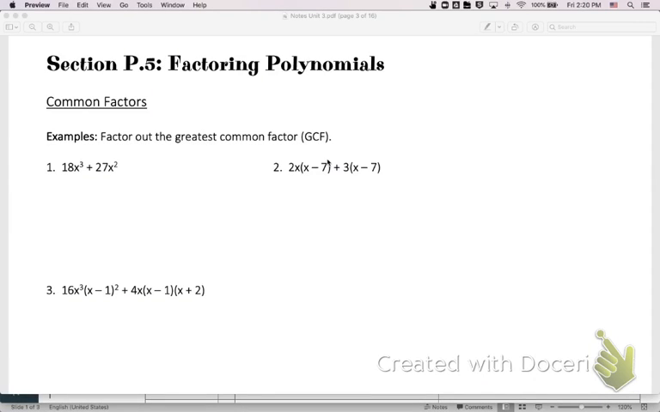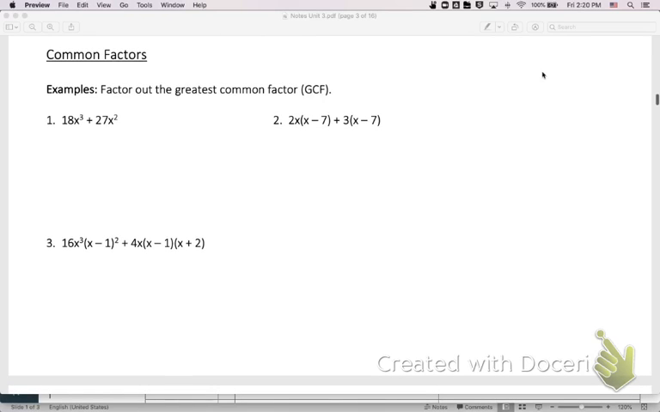All right, in section P5, we're gonna do some review over our factoring skills. So we're gonna start by looking at common factors, okay? So we wanna factor out the greatest common factor. For number one, that's very straightforward. You probably feel pretty good about how to do a problem like number one.